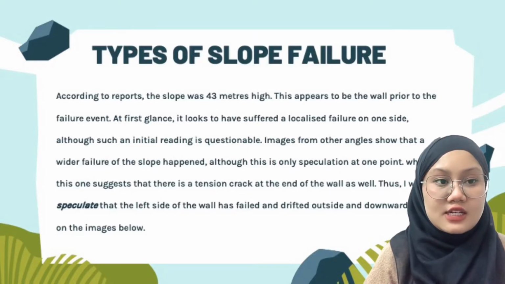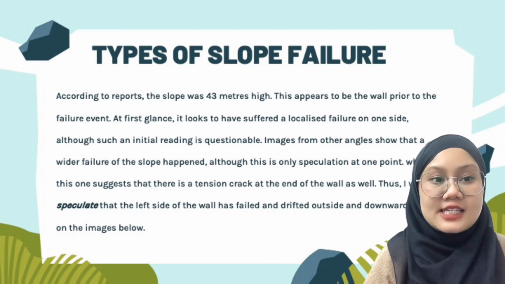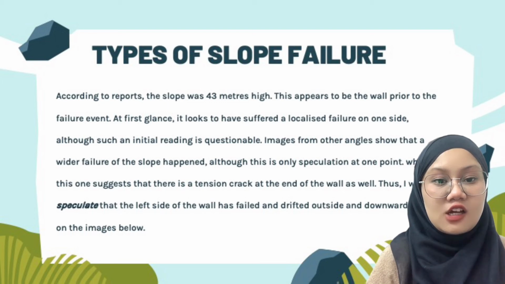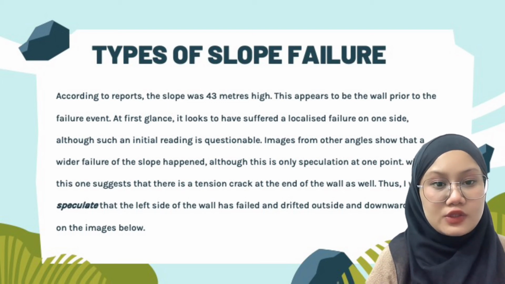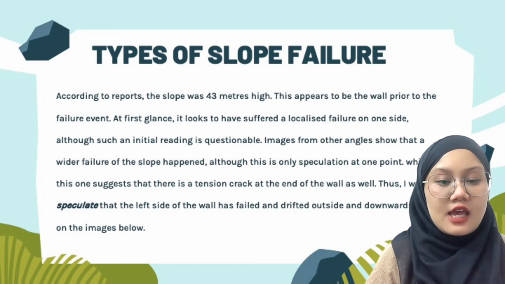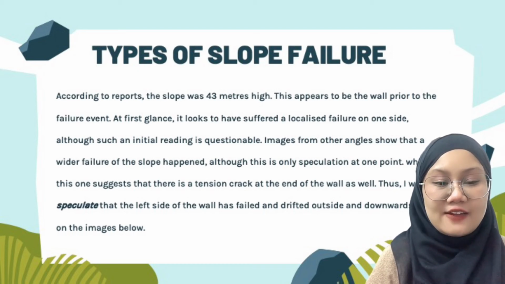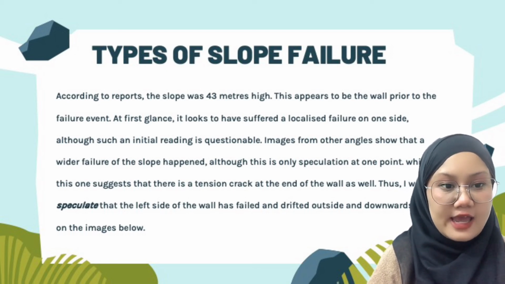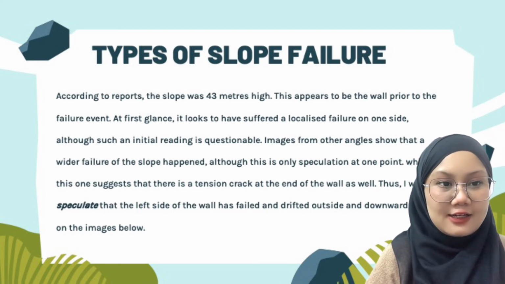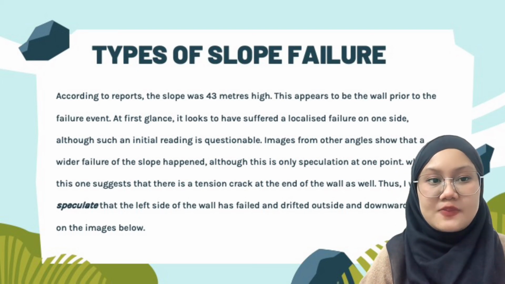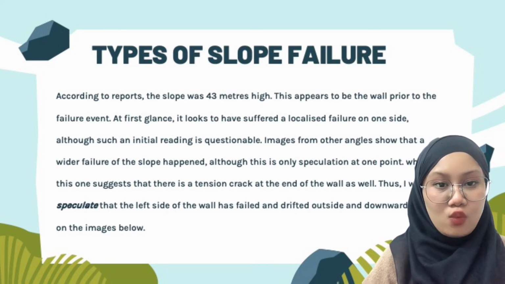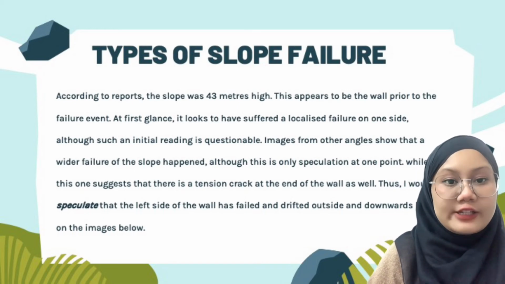Okay, according to the reports, the slope was 43 meters high and this appeared to be the wall prior to the failure. At first glance, it looks to have suffered a localized failure on one side, although such an initial reading is questionable. Images from other angles showed that a wider failure of the slope happened, although this is only speculation at one point, while this one suggests that there is a tension crack at the end of the wall as well. That's the reason I would speculate that the left side of the wall has failed and drifted outside and downwards based on the images in the report.